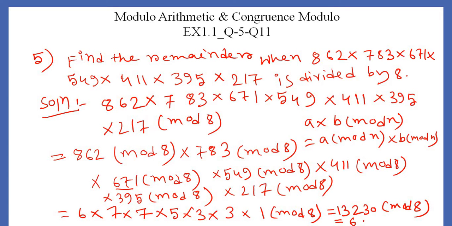So the remainder is 6 when you divide 862 into 783 into 671 into 549 into 411 into 395 into 217 by 8. I hope you all have understood how we have applied the property here and found the solution. If you have any question, you may ask in the comment section below. I will clarify it in the next video.